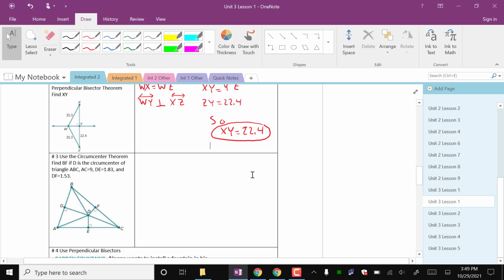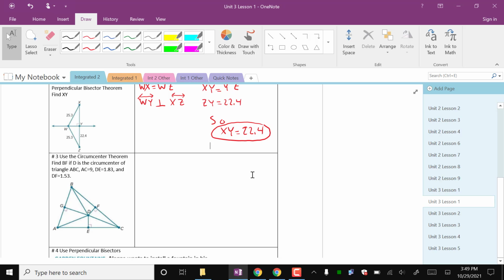Now we're going to use the circumcenter theorem. Find BF if D is the circumcenter of the triangle. So D is the circumcenter of the triangle. So DE, DF, and DG are the perpendicular bisectors of the triangle.